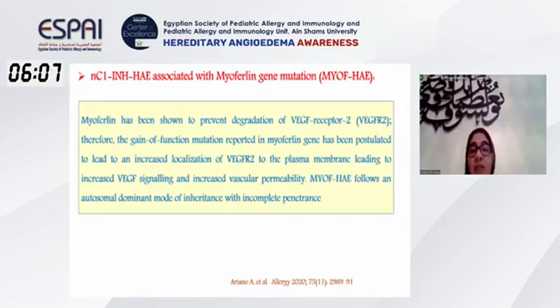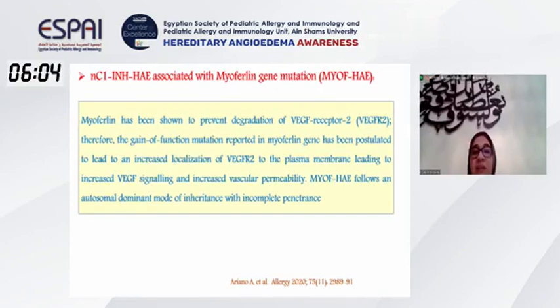Myoferlin is another protein that was found to prevent degradation of the vascular endothelial growth factor receptor 2. Therefore, they found some of these patients with hereditary angioedema with normal C1 inhibitor to have gain-of-function mutation, and found that they have increased localization of vascular endothelial growth factor receptor 2 to the plasma membrane, leading to increased signaling of vascular endothelial growth factor, therefore increased vascular permeability. The mode of inheritance was found to be autosomal dominant with incomplete penetrance, with different presentation in different members of the family.